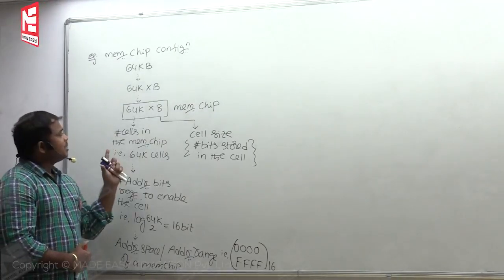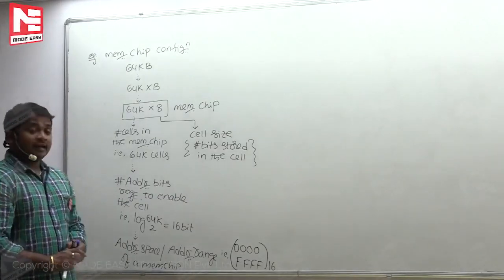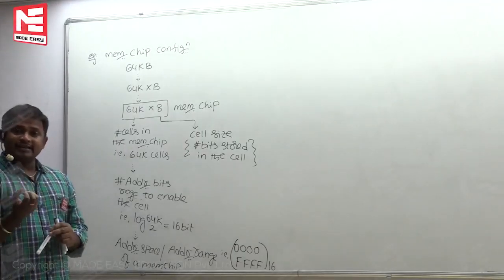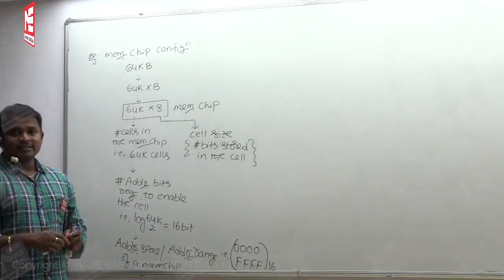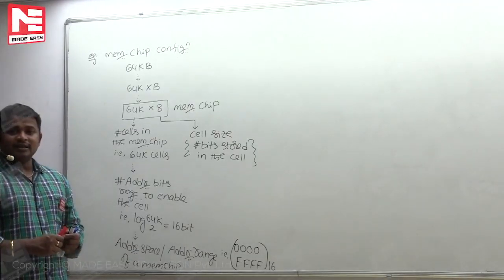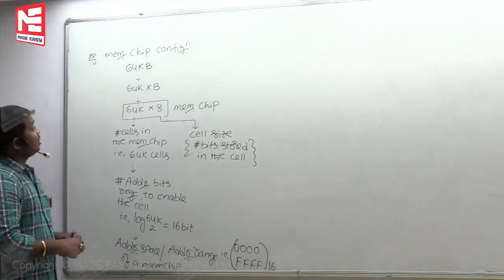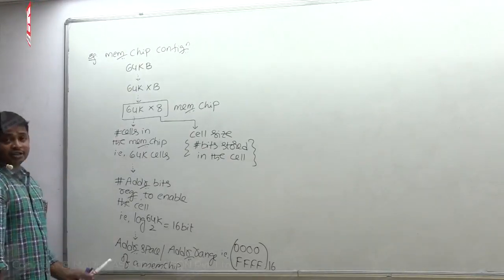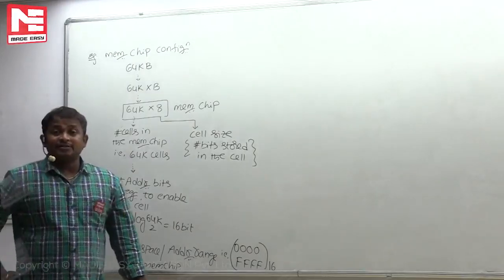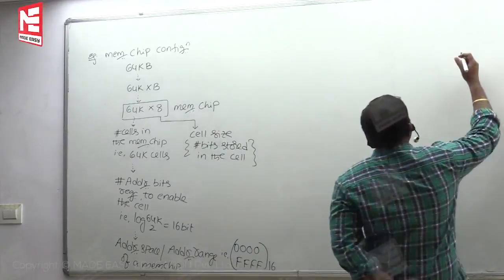So in this memory chip, data storage space is 64K by 8. Data space in the cell is 8-bit. Address space in the chip is 16-bit, and address space in the cell is also 16-bit. So when we look at the memory chip configuration, the memory chip contains the address space and data space. How is it represented? Observe.